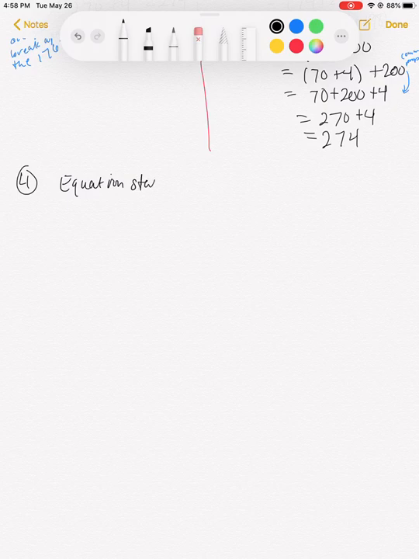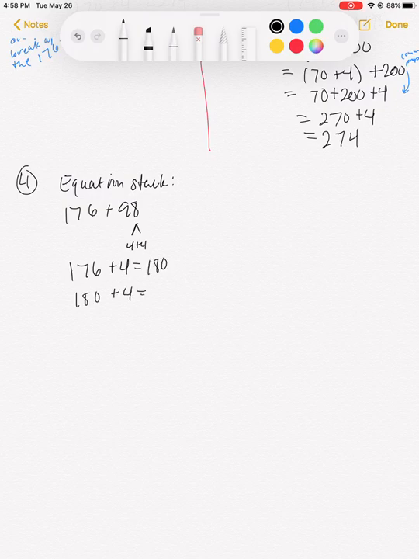Okay, number 4. Strategy number 4 has an equation stack that was recorded as such. 176 plus 98. Then 8 was split up into 4 plus 4. And the 176 was being added to 4 to get to 180. The 180 was also added to 4 to get to 184.